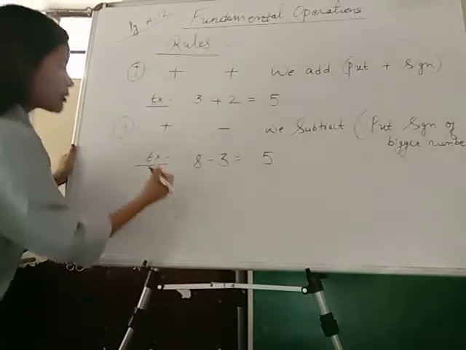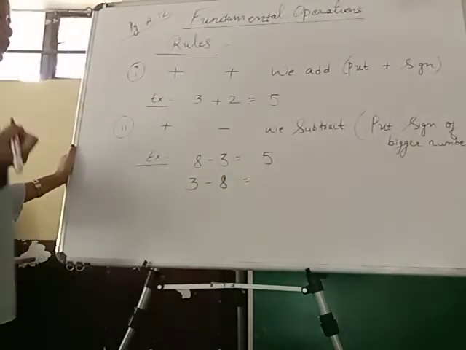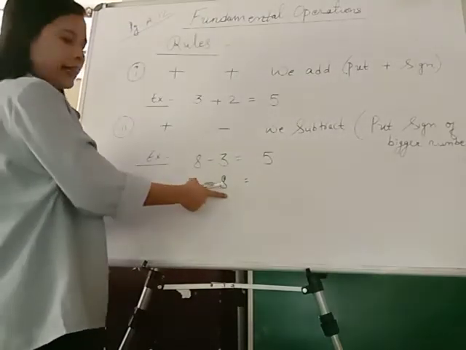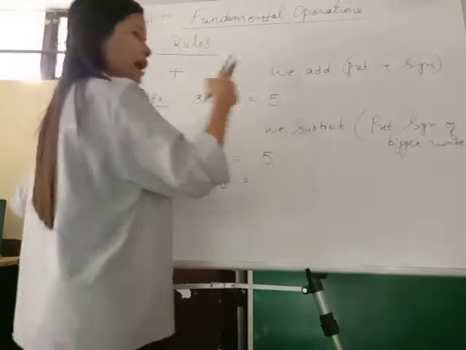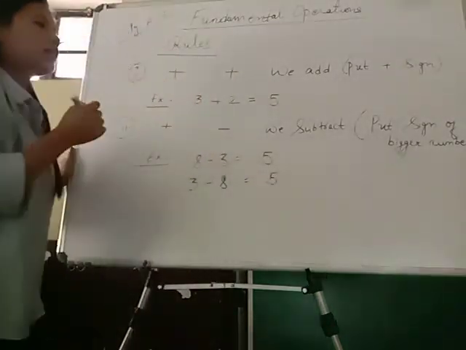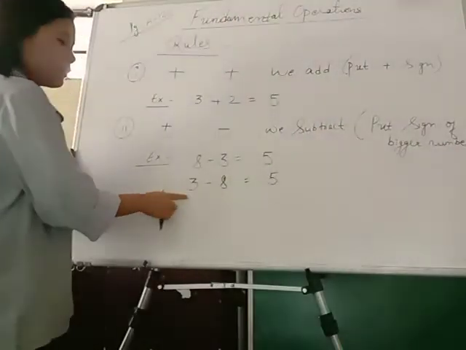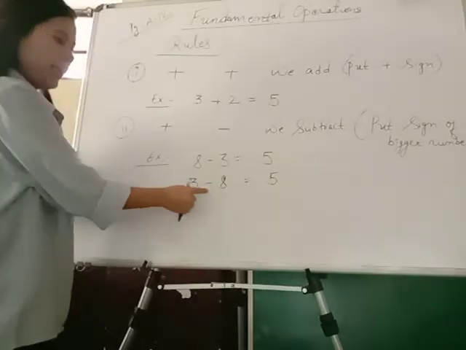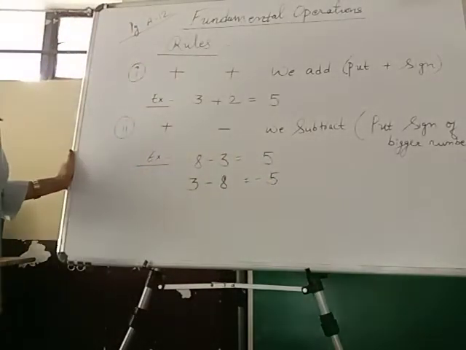Let us take another example. Suppose I have 3 minus 8. So this is a positive number. This is a negative number. Again we carry out subtraction. So 8 minus 3 is 5. And put the sign of the bigger number. Out of 8 and 3, 8 is bigger. It has a negative sign. So our final answer will be minus 5.